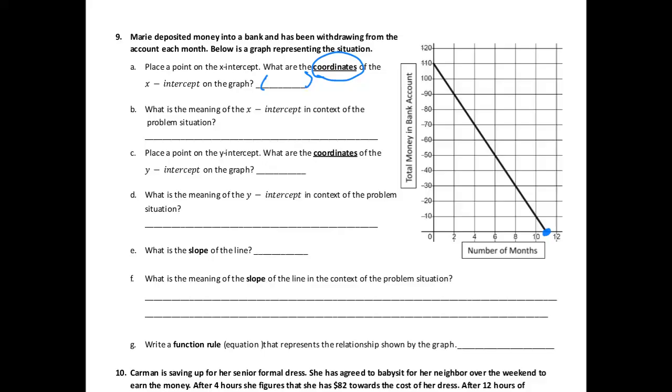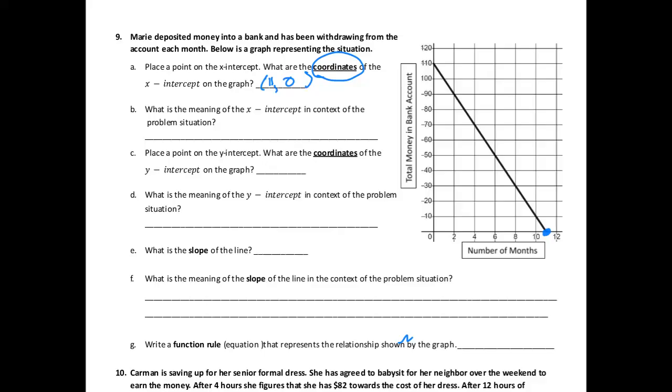Is that 10 and a half? Is it 11? 11 and a half? What is that amount? Should be 11, 0. Yes. Now it says coordinates, so I believe if we're going to be technical about it, we probably shouldn't write it as an ordered pair. 11, 0. Okay? What's the meaning of the x-intercept in the context of this problem?